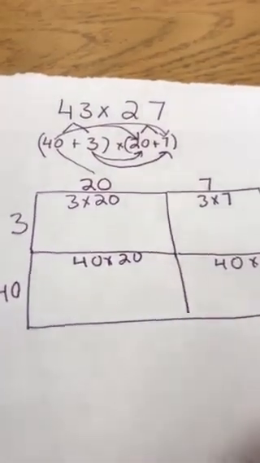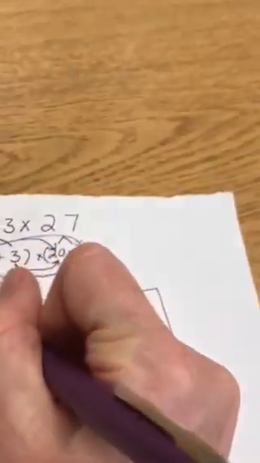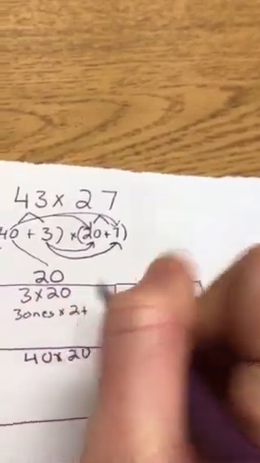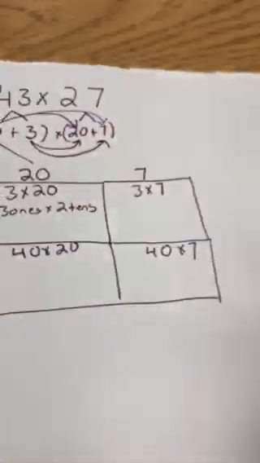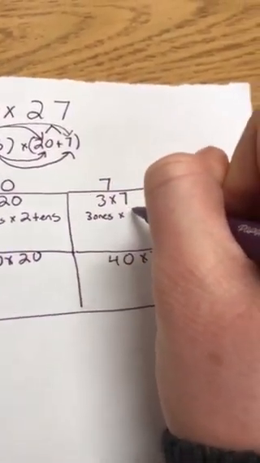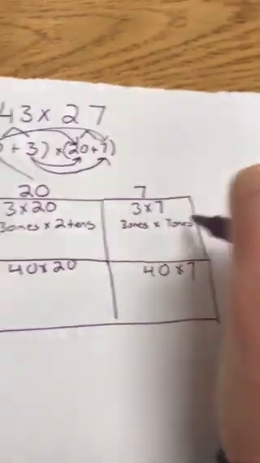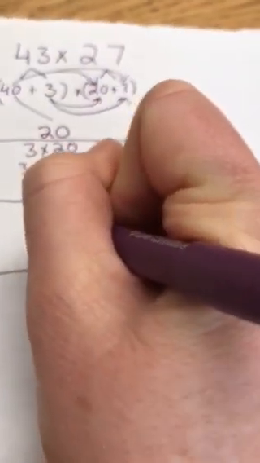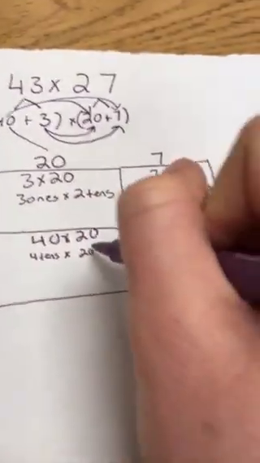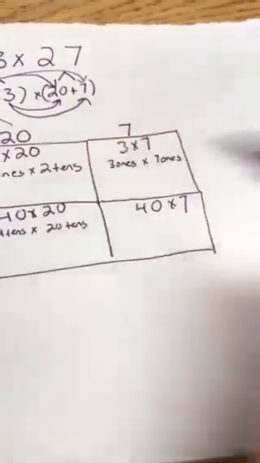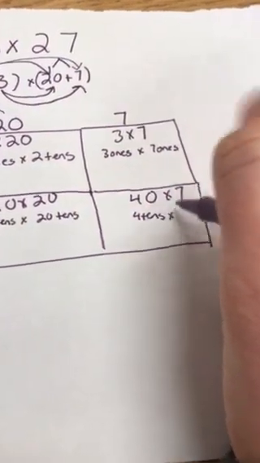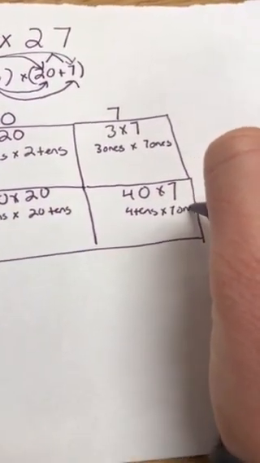Now we're going to go ahead and multiply that. So we've got 3 ones times 2 tens. We've got 3 ones times 7 ones. We've got 4 tens times 20 tens. And we've got 4 tens times 7 ones.